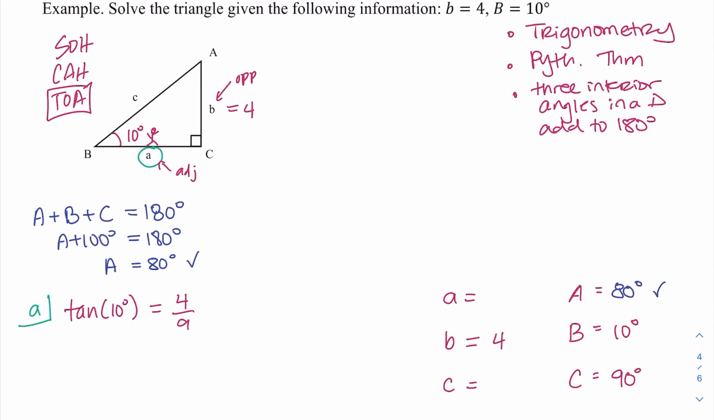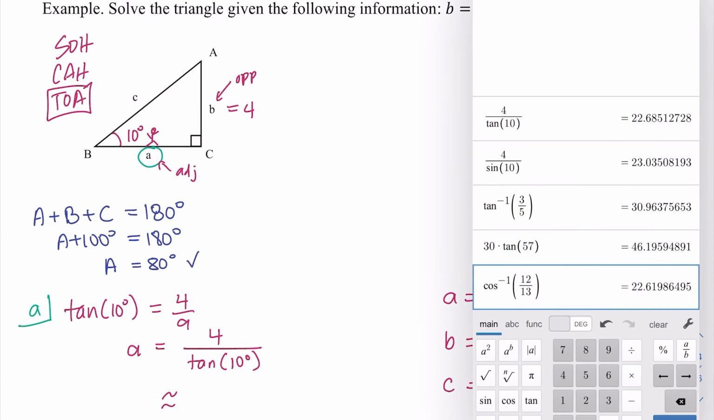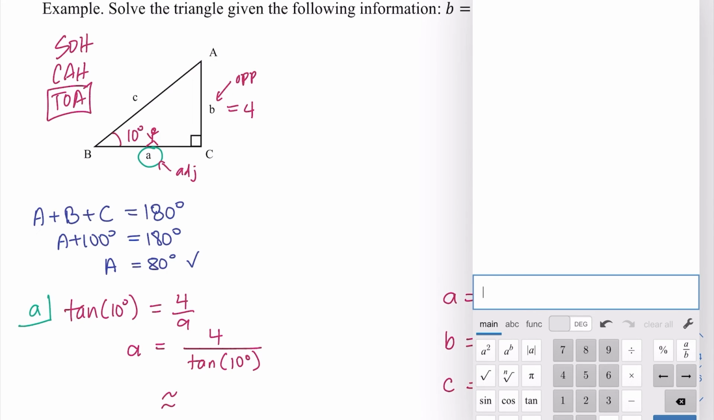And now I can solve this equation for A. I can do that because it's the only unknown, right? It's the only variable. So solving for A, I get A is 4 over the quantity tan of 10 degrees. So I need a calculator for this so that I can get some type of approximate answer. So I'm going to pull in my Desmos scientific calculator. All right, so when I do that, I get 4 divided by the tangent of 10 degrees.